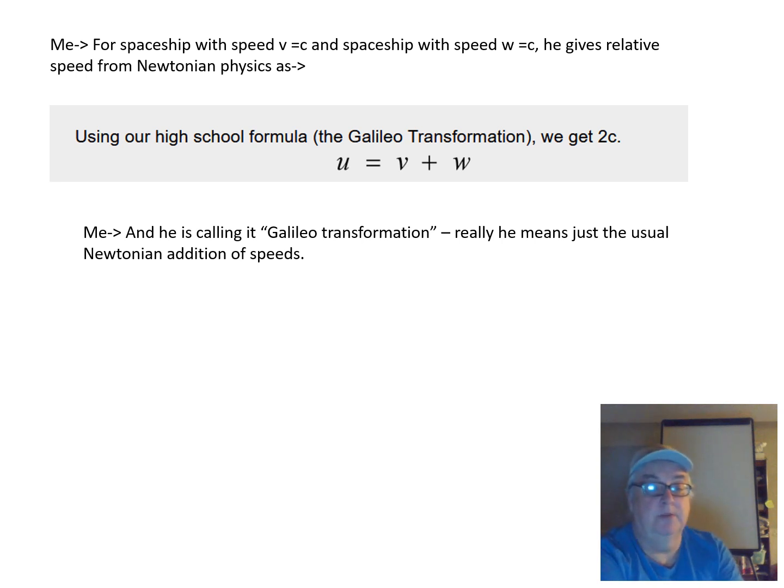So for a spaceship with speed v equals c and a spaceship with speed w equals c, he gives the relative speed from Newtonian physics as this equation, u is equal to v plus w, and he says it's 2c. Now he's calling it the Galilean transformation. Really he means just the usual Newtonian addition of speeds.